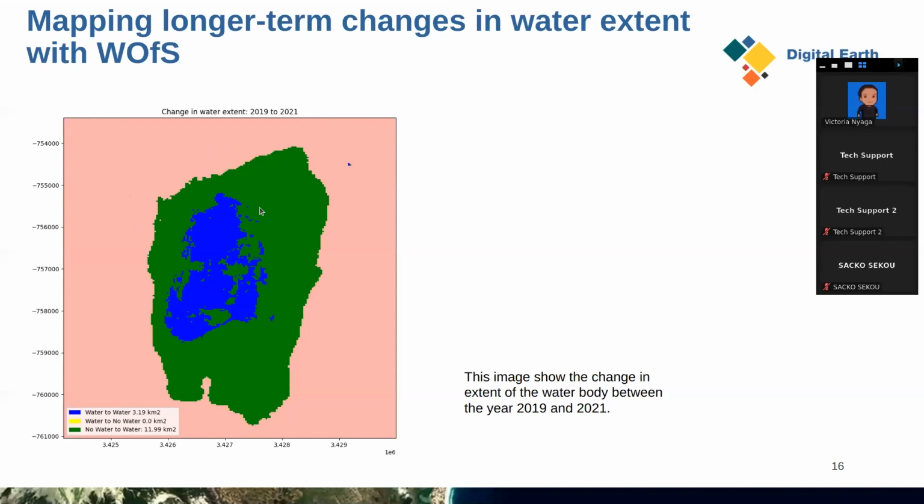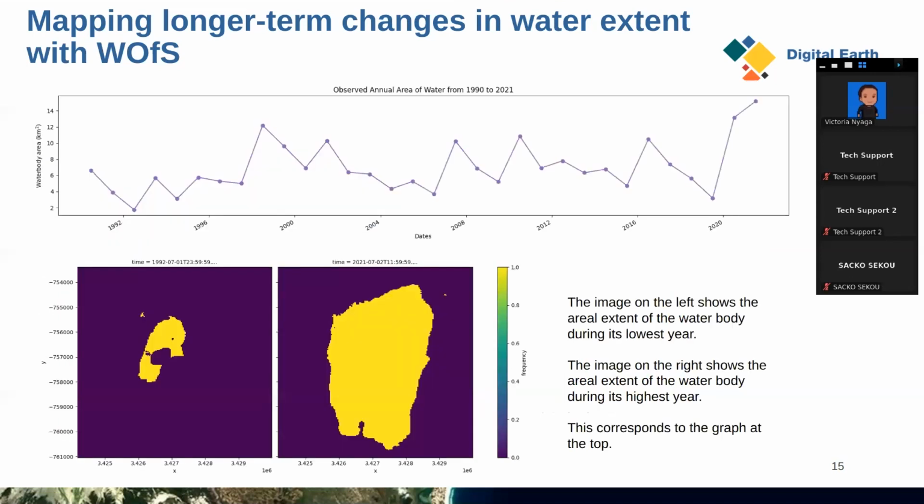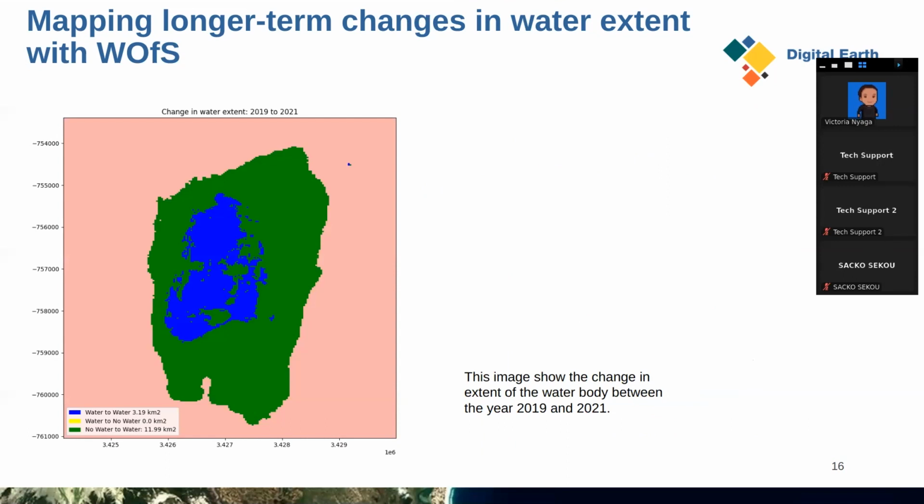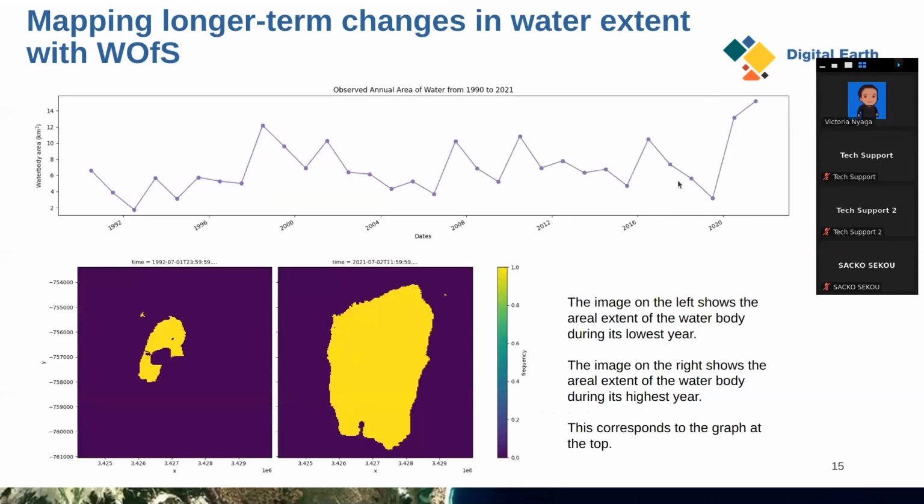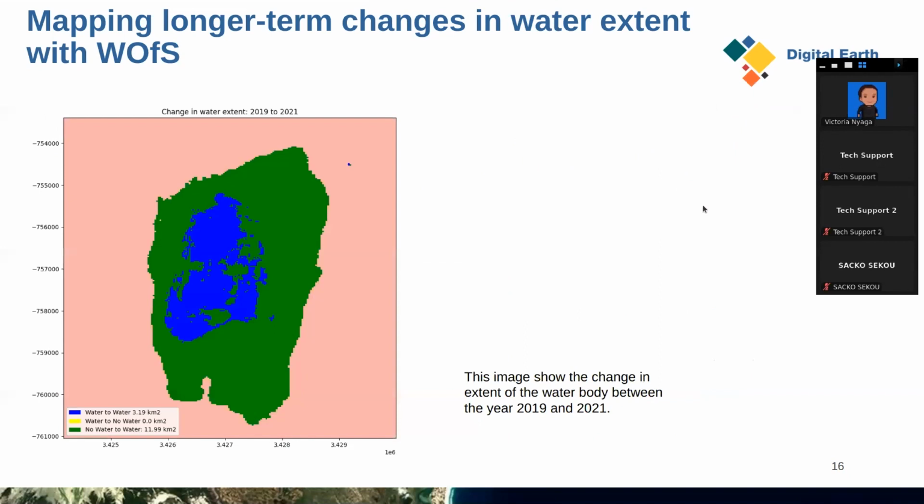The conclusion from this, which is supported by the graphs before, is that there was quite a huge increase in the areal extent from 2019 to 2021, which could be contributed by multiple factors such as rainfall, which we'll see in later notebooks.